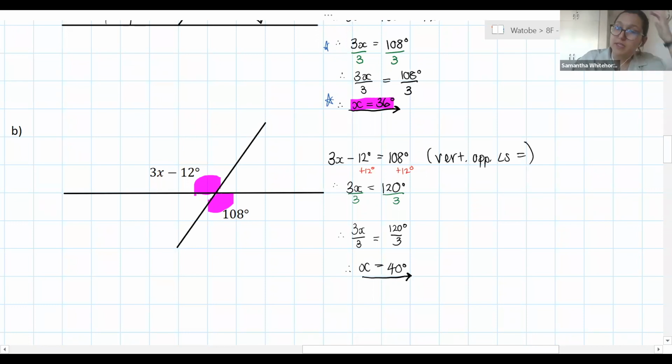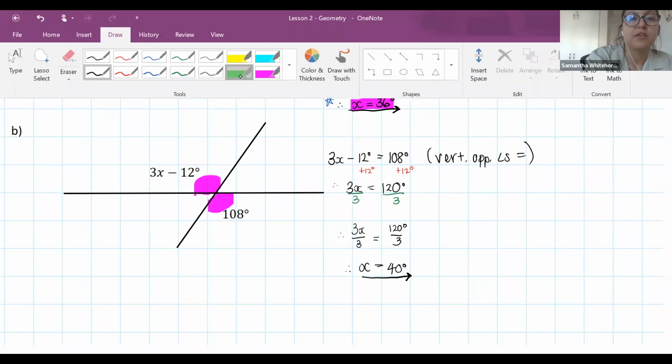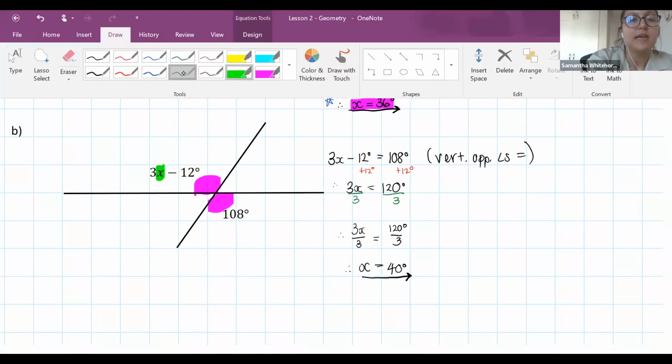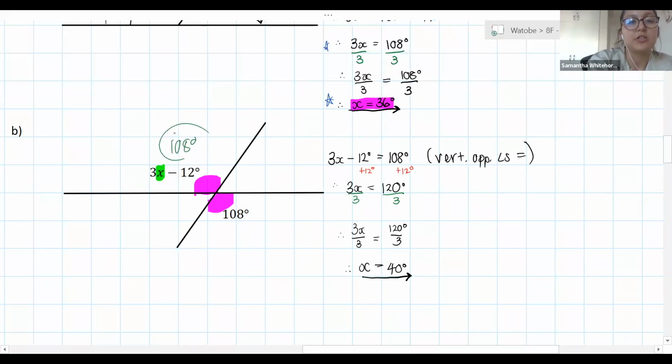Again, I can go and check myself if I want to. If I substitute 40 in place of this x over here, 3 times 40 is 120. 120 minus 12 is 108. Okay, that obviously looks weird because I chose to write it in a highlighter. And we can then clearly see that 108 is equal to 108, and so my vertically opposite angles are equal to each other. Nice, guys. Well done. Again, I'll leave this up if you want to take a screenshot. And then we're going to have a look at our third one.